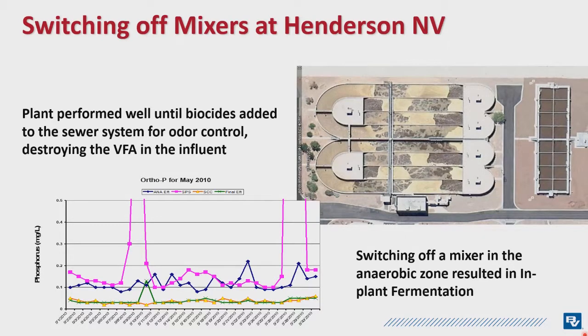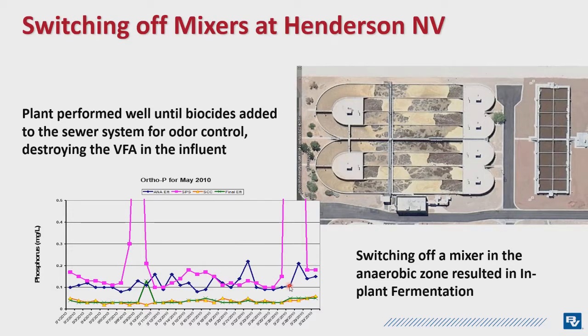And so what we did is we had three anaerobic zones here. This is a retrofit of an existing plant. Some aeration was added, and then anoxic and anaerobic zones. And by switching off a mixer in one of the anaerobic zones, you can see down below here on the graph, that blue line is the orthophosphorus coming out of the secondary clarifiers. It's down to the 0.1 level.